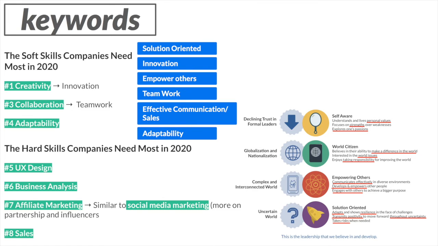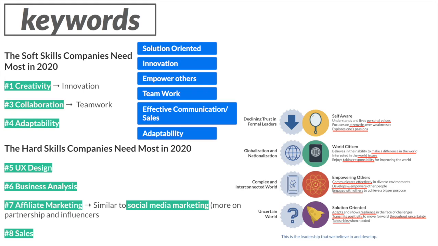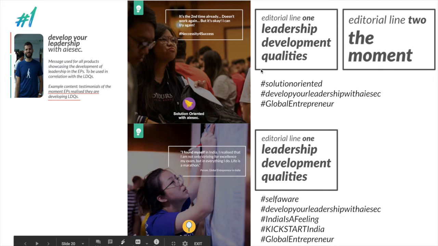So remember, when you design a campaign, these are the keywords that you try to include in the campaign itself as well. First of all, with the first message, develop your leadership with AIESEC, you can see here you are focusing on the moments that the EP realized that they are developing leadership qualities. This is the first graphic I have designed, which I want to show people that even though she fails, she is also trying to overcome it and stand up with it, which you can see is aligning with here: adapt and show resilience in the face of challenge. So I want to show the leadership qualities for solution oriented.